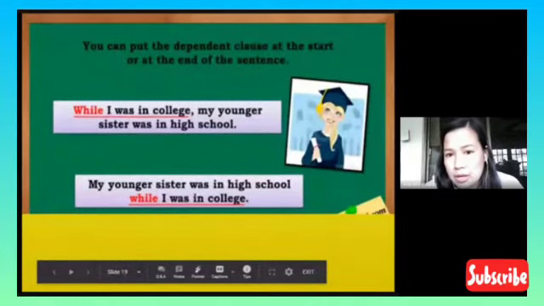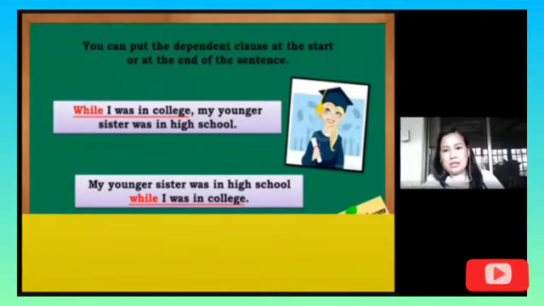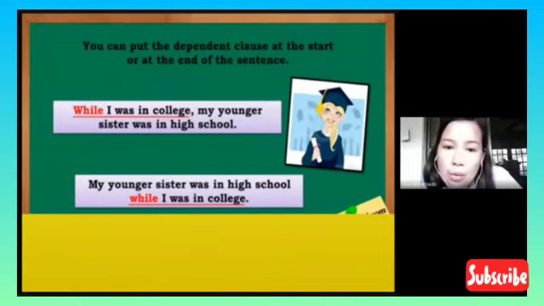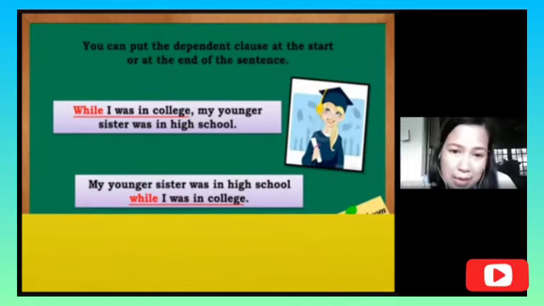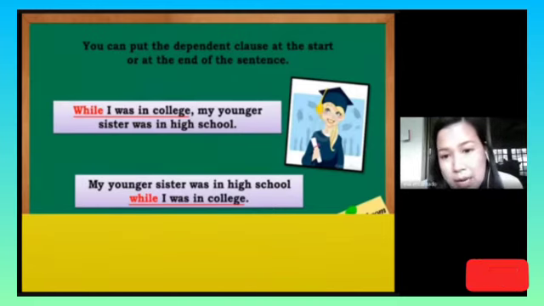Look, you can put the dependent clause at the start or at the beginning of the sentence. Okay? Like this: "While I was in college," you put the dependent clause first. That is your subordinate clause. "My younger sister was in high school." Make sure that after your dependent clause, there is a comma. "While I was in college, comma, my younger sister was in high school."